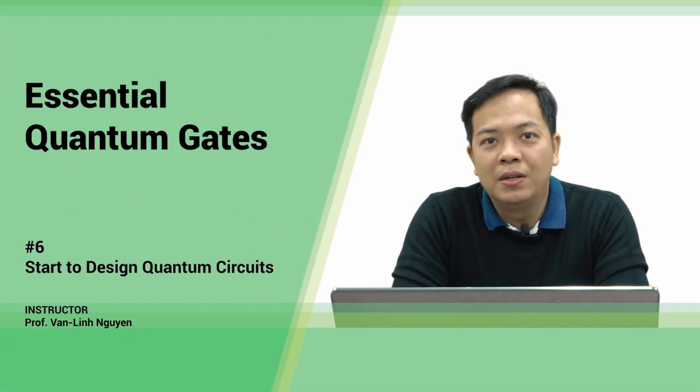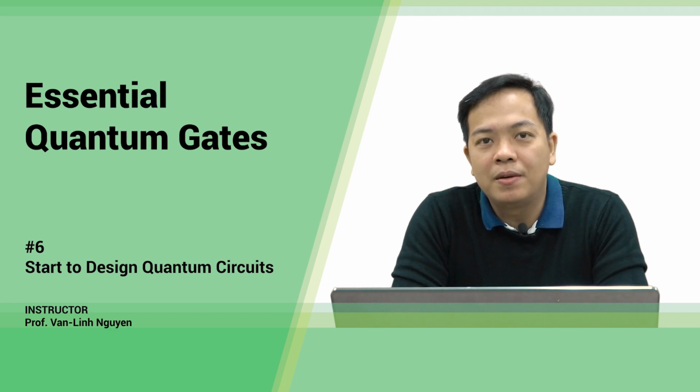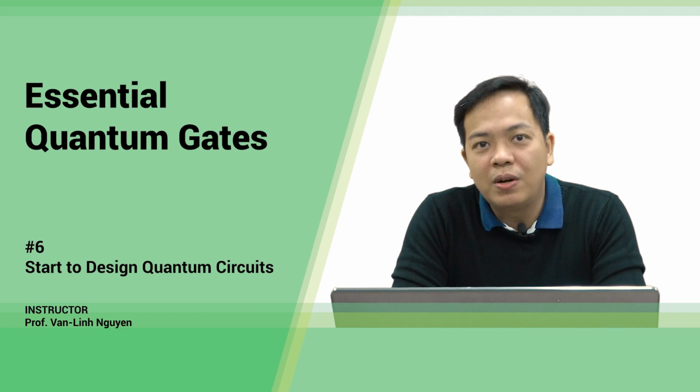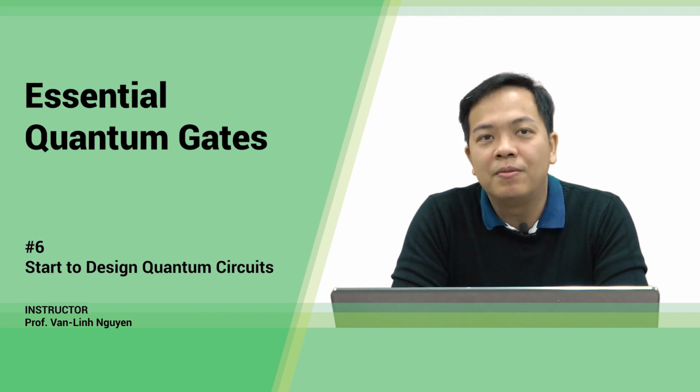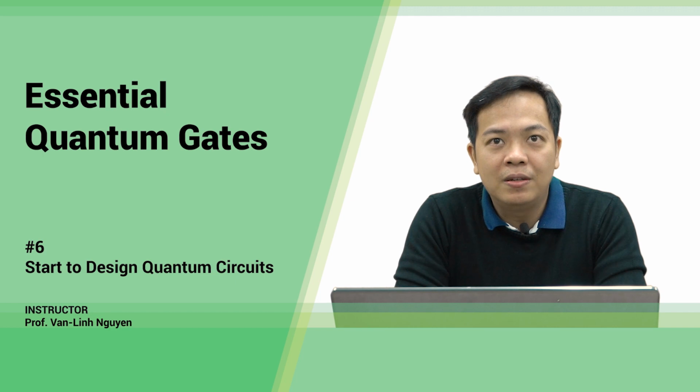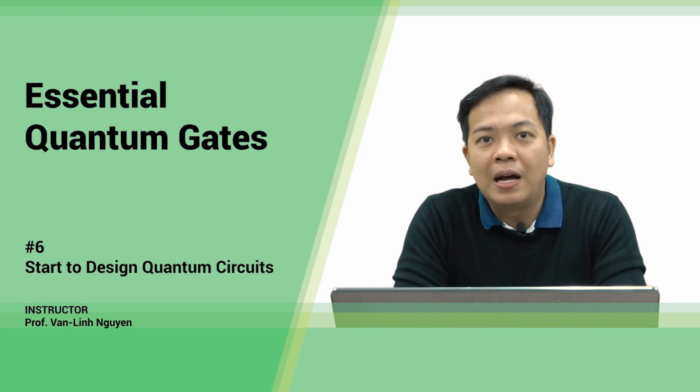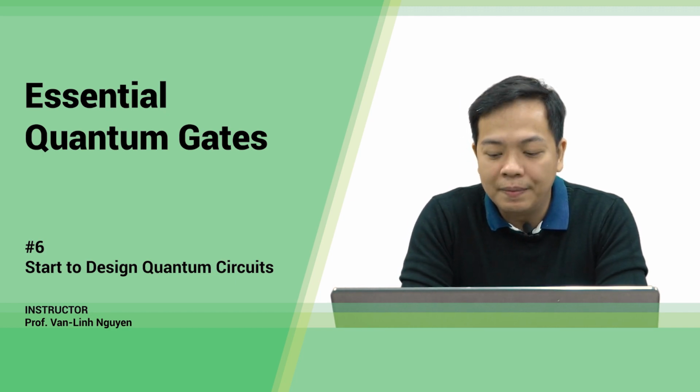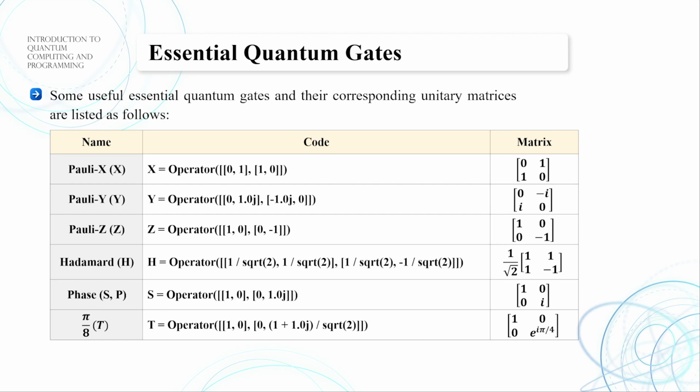Today I will introduce the next part of the course, Introduction to Quantum Computing and Programming. Today's lesson is about the essential quantum gates. I want to introduce the quantum gates, and we'll look at how to code them in Colab. First are the six essential quantum gates.